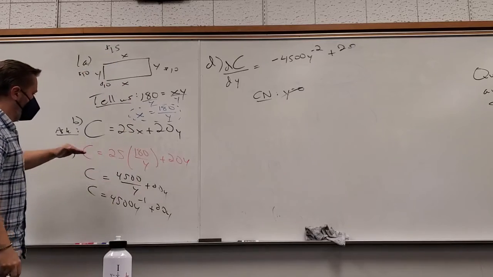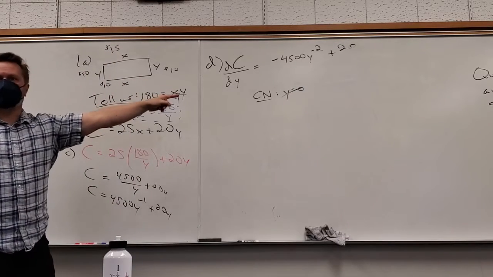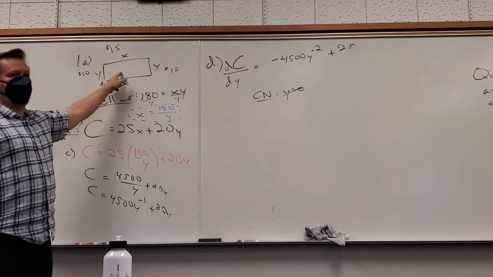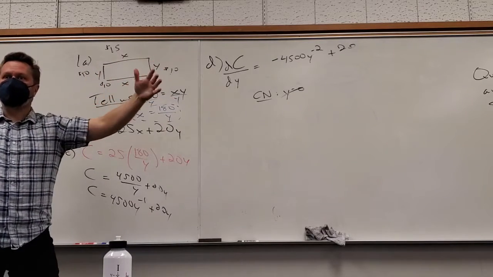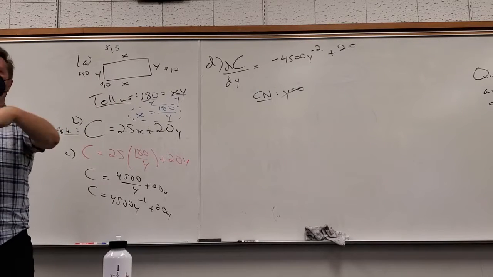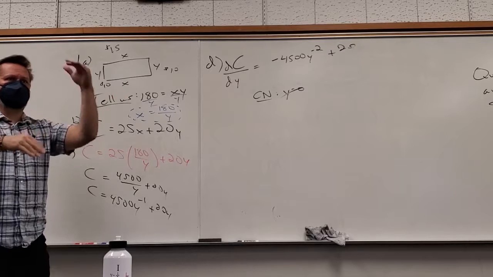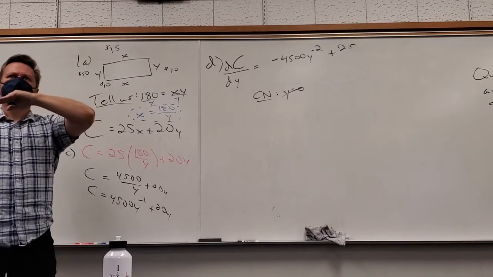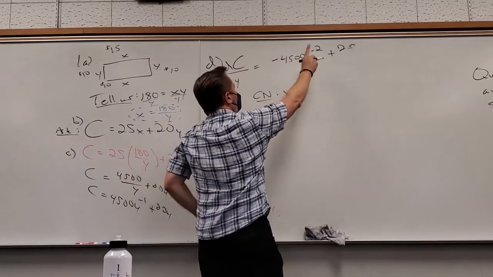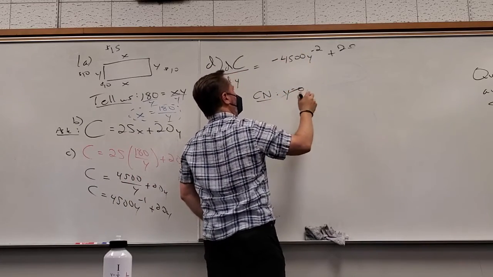If they had just given me this equation, that would have been a valid critical number. Why is that something I don't consider? Because it makes the problem not make any sense in the real world. It would lead to a situation where I have no area, so I don't know what else to say about it. How do I find the other critical number?